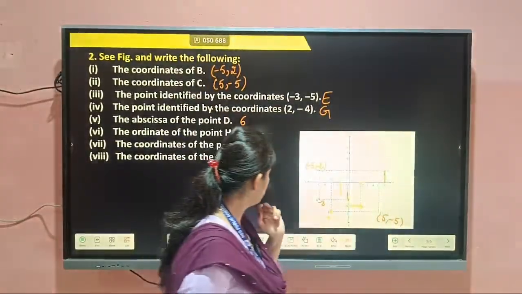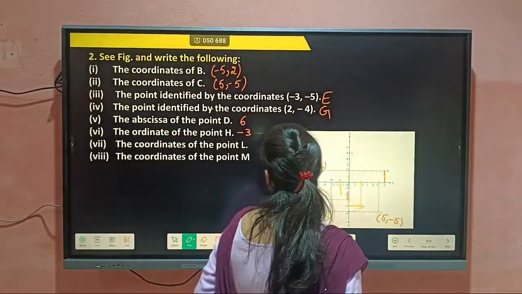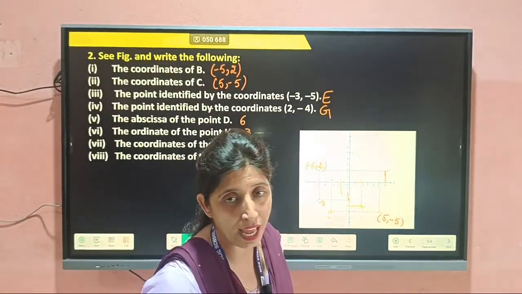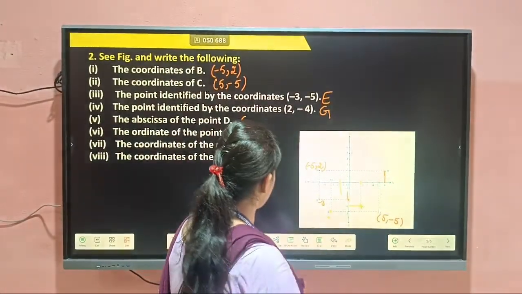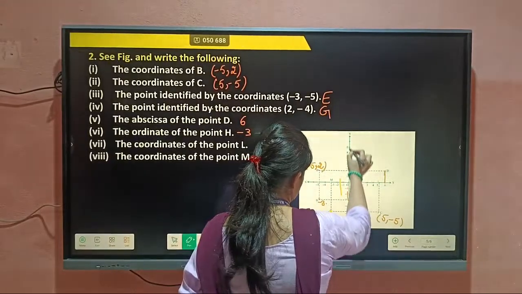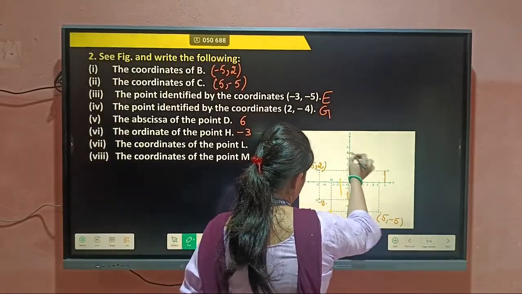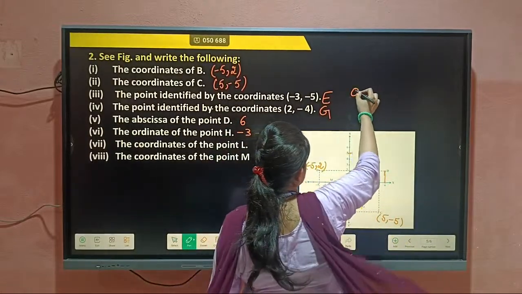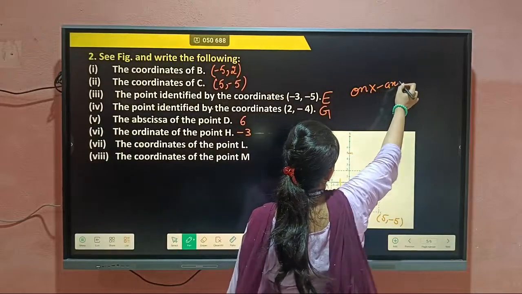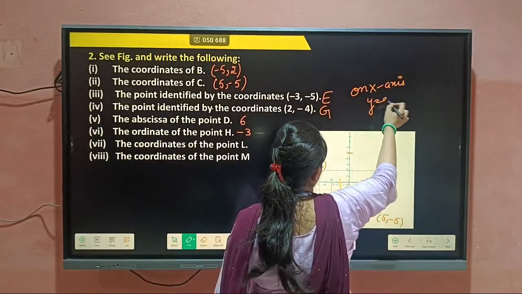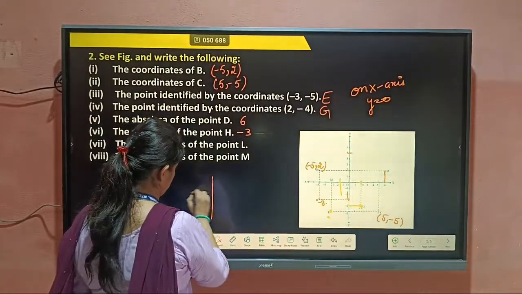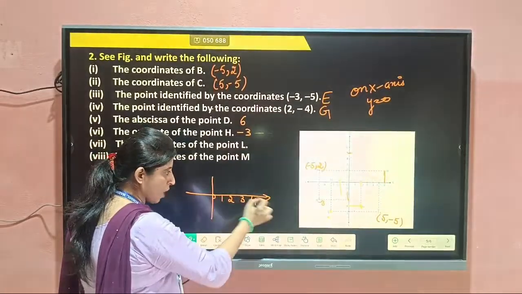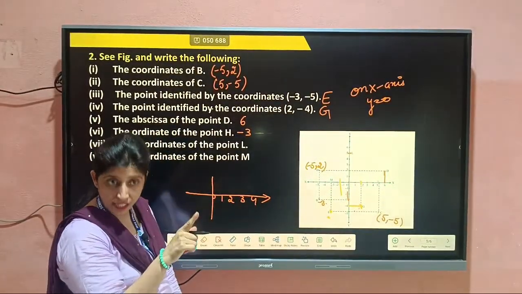Next, the coordinates of the point L. Where is L? This one. Coordinates mean we have to tell both x and y. Right? Look at this figure. L is here, 5. Right? So one more thing is that on the x-axis y is always 0. Look at this axis: 0, 1, 2, 3, 4. Only x points are there. y is 0 on the x-axis.